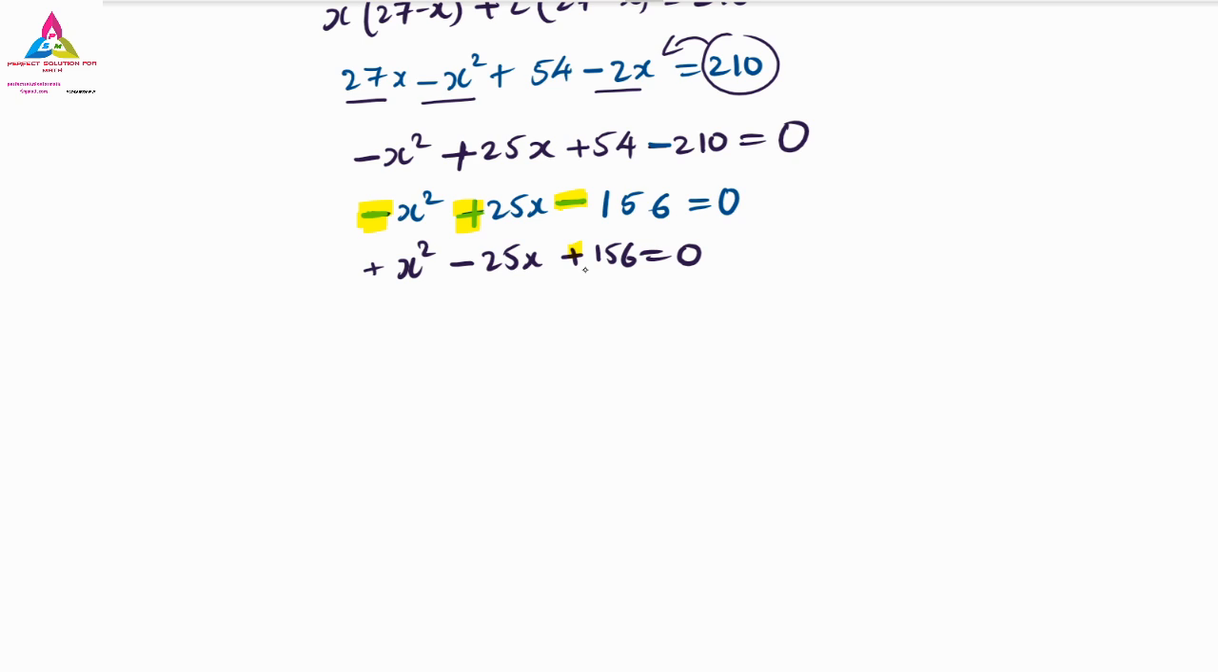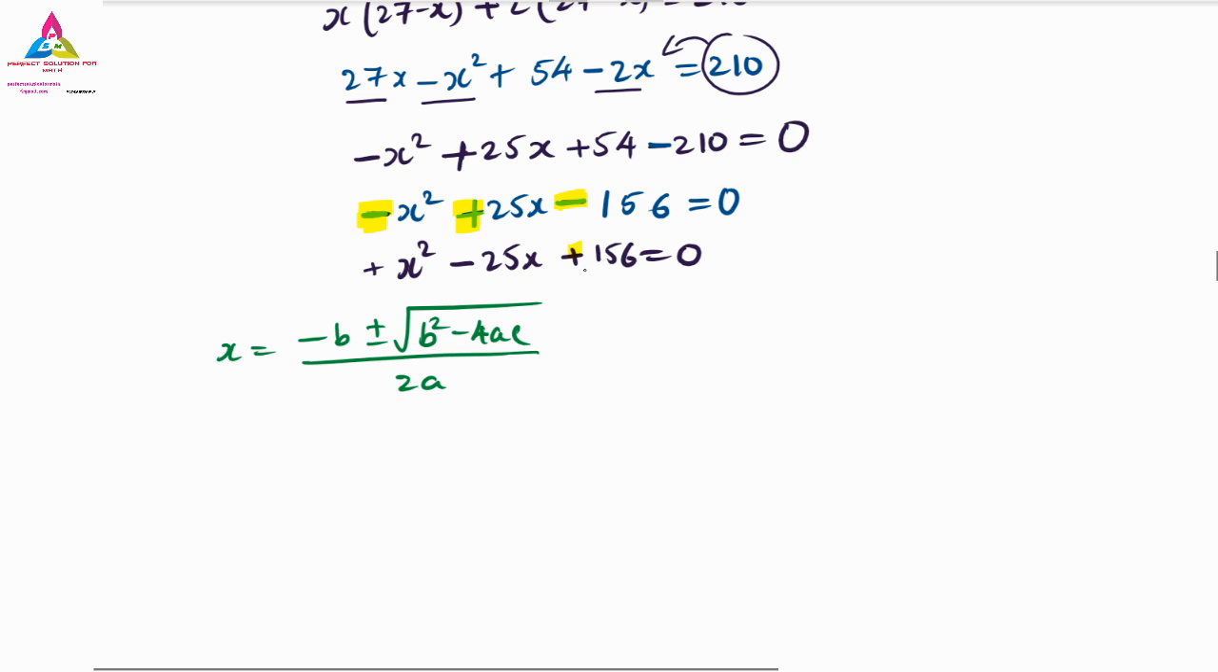I will go with the quadratic formula only. The quadratic formula is x equals minus b plus or minus square root of b square minus 4ac, divided by 2a. Or, as I have already told you, you can go with the factor method also. I want to know the a value, b value and c value here. What are they?